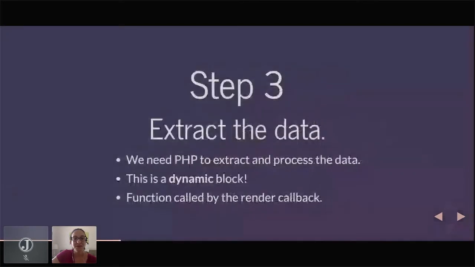So step 3 in this process of getting all of my data is to extract the data from this Google Sheet. We're actually going to use PHP to extract and process the data because we're working with a dynamic block. When you're working with a dynamic block, a lot of the heavy lifting is done on the PHP side as opposed to the JavaScript side. And this function is called by my render callback from the block.